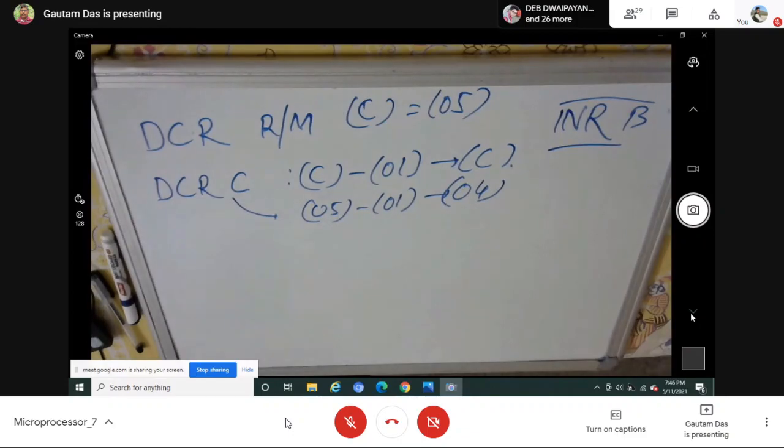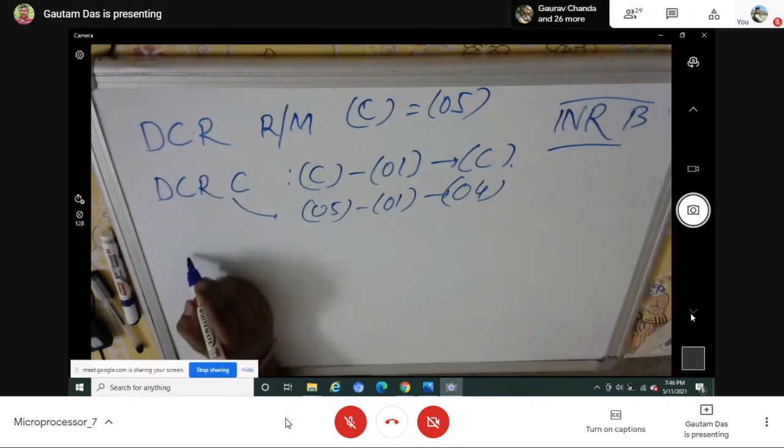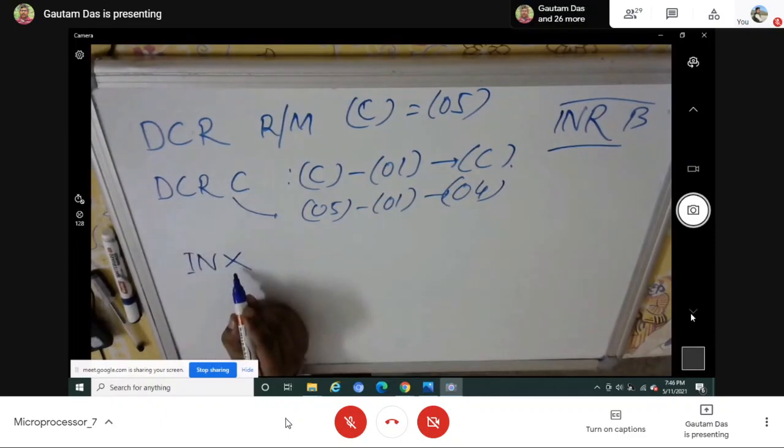Similarly, increment and decrement operations are available on a register pair also. For that, the instruction is INX. I have told you the meaning of X in an instruction: X in an 8085 assembly language instruction represents register pair. So INX means increment the content of register pair by 1.